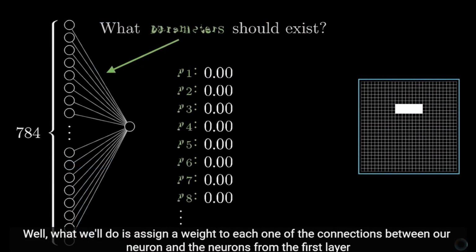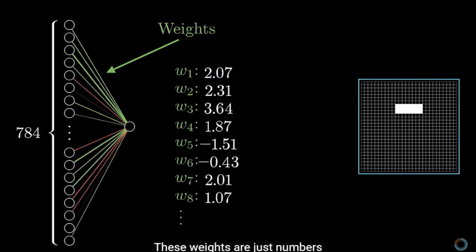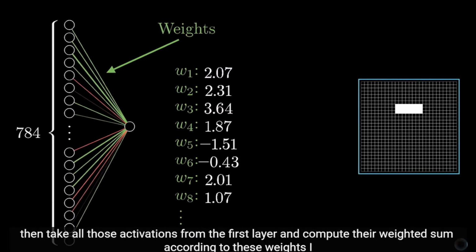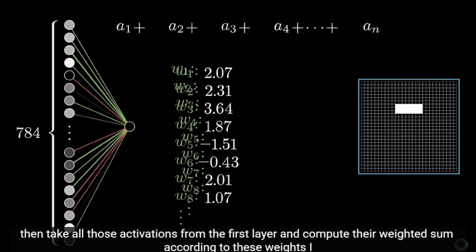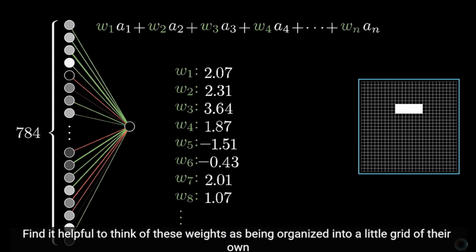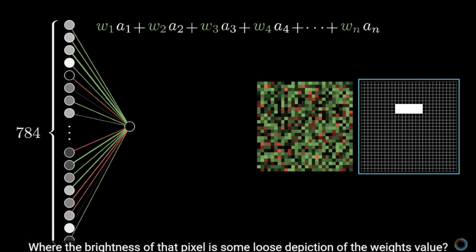Well, what we'll do is assign a weight to each one of the connections between our neuron and the neurons from the first layer. These weights are just numbers. Then, take all of those activations from the first layer and compute their weighted sum according to these weights. I find it helpful to think of these weights as being organized into a little grid of their own, and I'm going to use green pixels to indicate positive weights and red pixels to indicate negative weights, where the brightness of that pixel is some loose depiction of the weight's value.